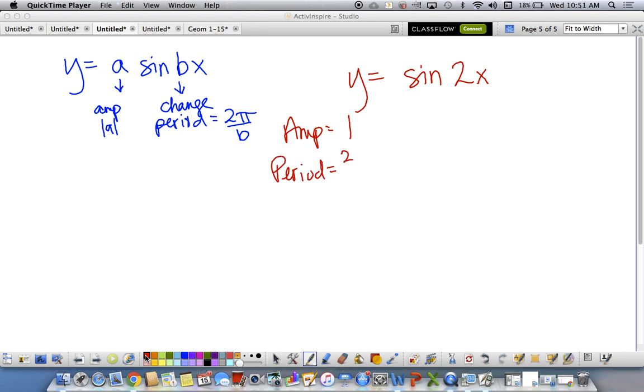What is the period? So I'm going to say 2 pi over b. What's 2 pi divided by 2? Pi. So this time, instead of going all the way to 2 pi, we're only going to go to pi. Do I still have to do the quarters? This is when the quarter period becomes very, very important. Pi is where it will end.